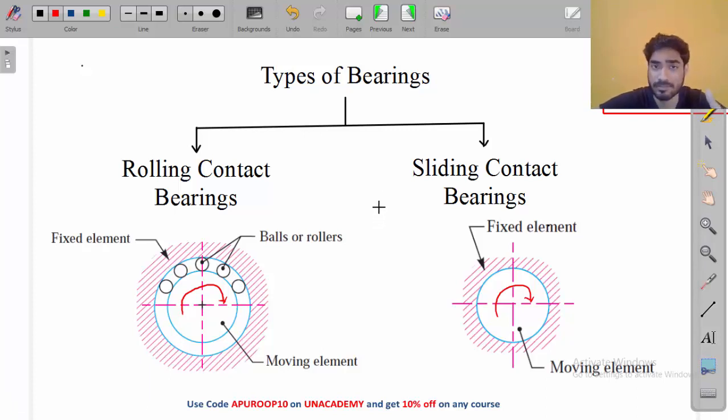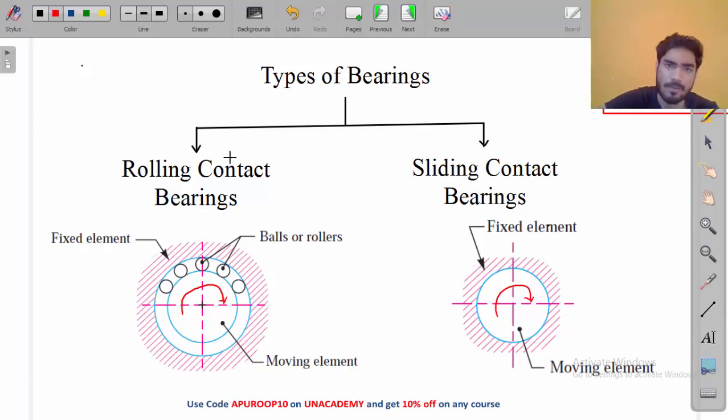And my friend, if there is very high friction, heat generation is also high, so you also need to reduce that heat. Lubricant also works as a coolant because it removes the heat generated due to friction. So in case of sliding contact bearings, lubrication is very important.